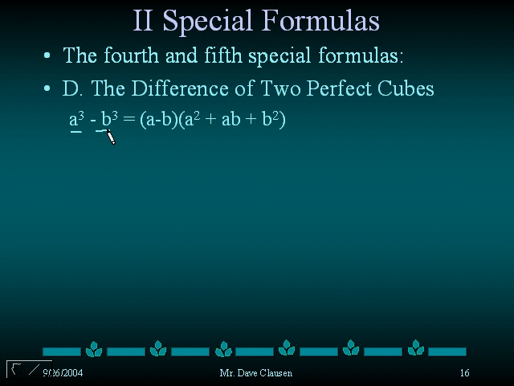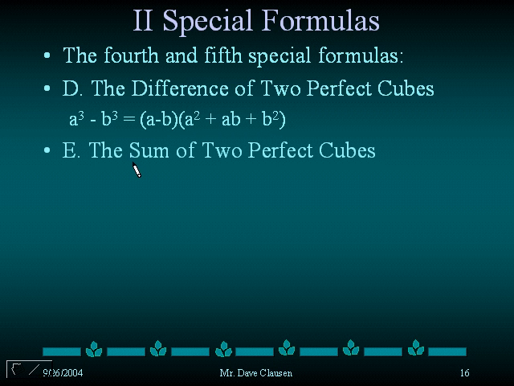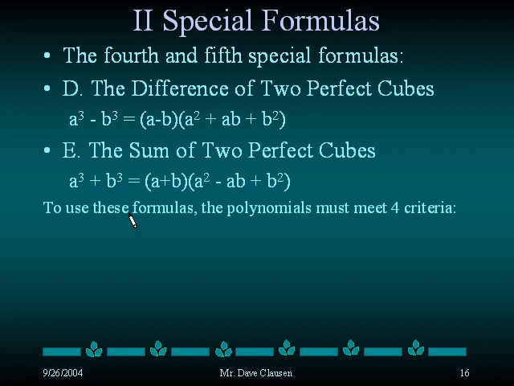That actually factors, for now let's just say, as a binomial times a trinomial, and we'll look at the details in a moment. Our fifth special formula is the sum of two perfect cubes, and we are adding two numbers that are both perfect cubes. Again, it factors as a binomial times a trinomial, and we'll get to the particulars of that in a moment. So if we're going to use these formulas, there must be four criteria.